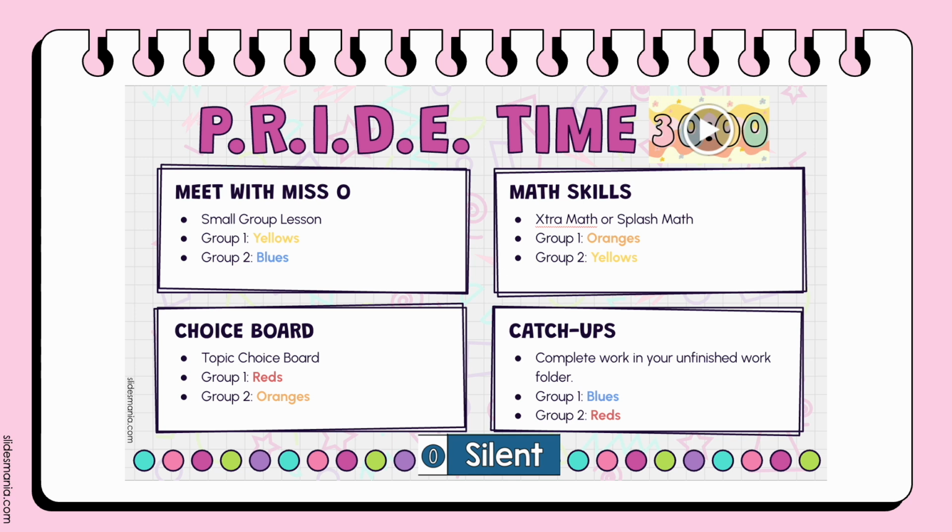Our RTI time at my school is called Pride Time, and it is 30 minutes a day designated to math intervention. I have 4 different activities going on with my groups at this time, as you can see on the screen, so that each group has something to work on during this block.